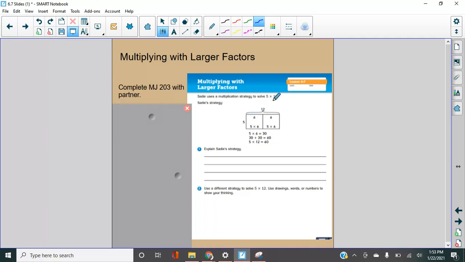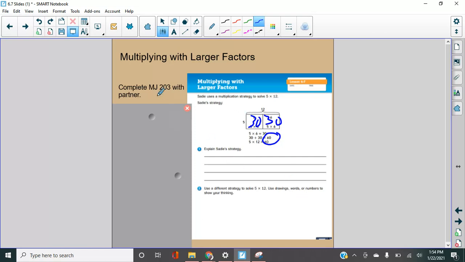She had 5 times 12, and she broke it into 6 and 6, right? Mr. White, if I was doing this, I would have done 10 and 2. But Sadie didn't. That's okay. She took the 12 and broke it up into 6 and 6. Then she did 5 times 6 equals 30. And then another 30, right? These are the same. This one is 30 and this one is 30 to get her answer of 60. That's a pretty good job.